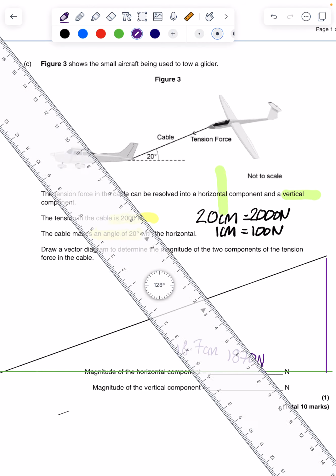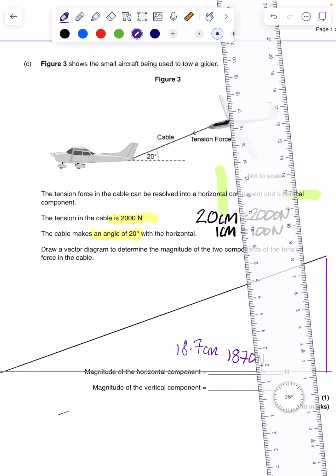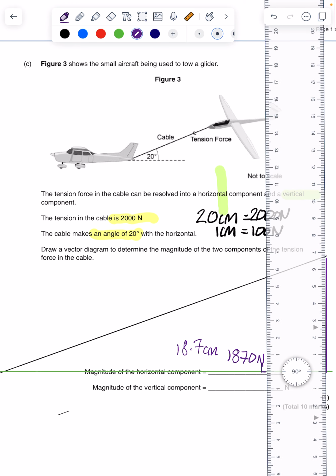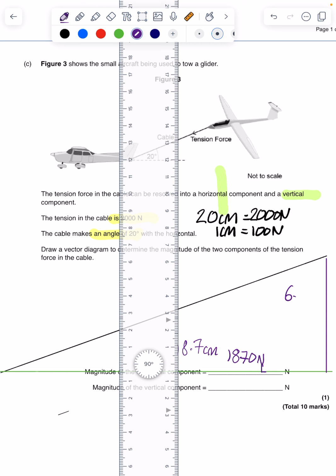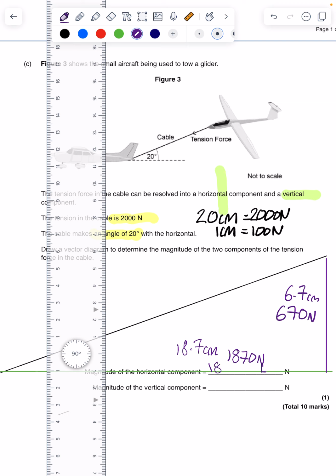Our vertical axes, we're going to have to, again, carefully measure. Goes to, we see, 6.7. So, that's centimetres, so 670 newtons. So our horizontal component is 1,870 newtons, and our vertical will be 670 newtons.